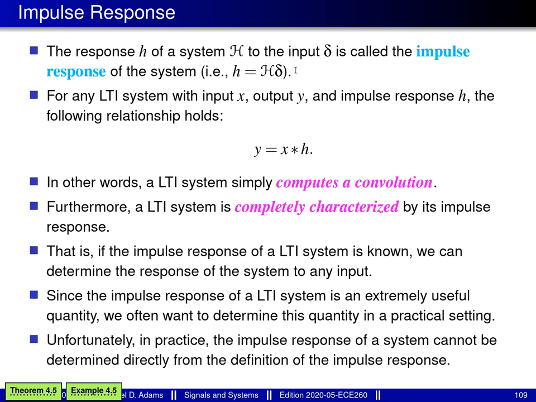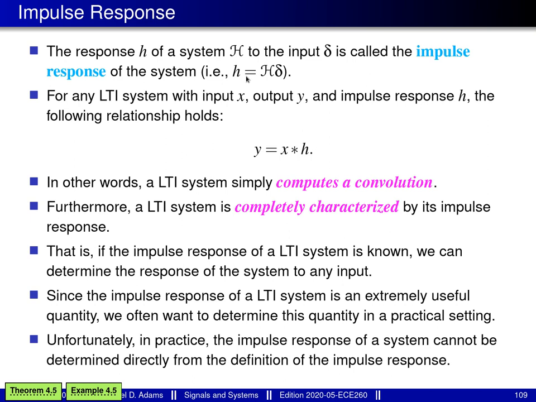So the impulse response of a system is simply the output that's produced by the system when the input is the delta function. So in mathematical terms, if we use script h to denote the system, and we use little h to denote the impulse response of the system, then this is the equation that defines the impulse response of a system. In other words, if we put delta into the system as input and observe what the output is, which is denoted by script h delta, this is by definition equal to the impulse response.